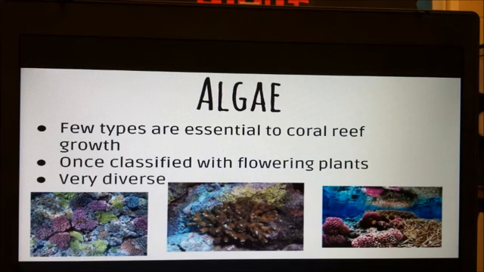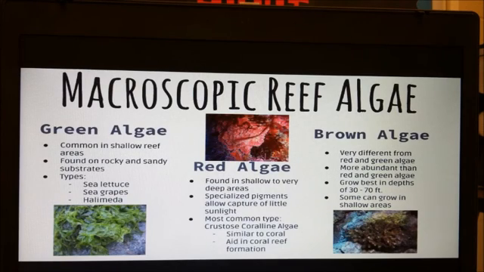Algae. Algae is common to most water biomes, but especially important to coral reefs. Although it was once classified with flowering plants, algae is now considered its own, very diverse division. Macroscopic reef algae is the algae that is relatively large in size and can be seen without a microscope. There are 3 types of macroscopic algae: green algae, red algae, and brown algae.